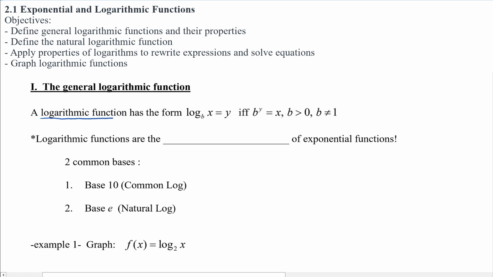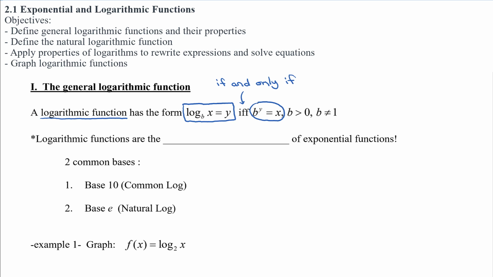I am going to put a box around where it says log base b of x equals y. I'm pointing an arrow at the IFF, which stands for if and only if, and I'm writing those words above it. I'm circling the part that says b raised to the y power equals x. So these are key parts here for this definition of what is a logarithmic function.